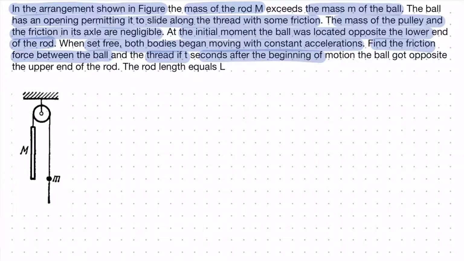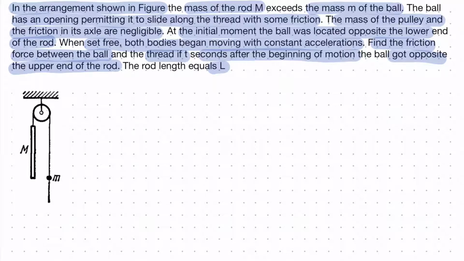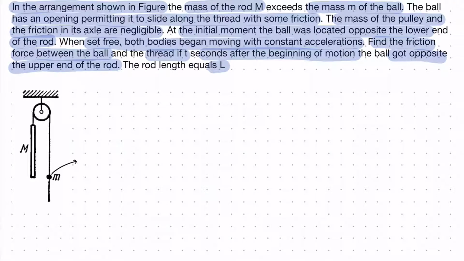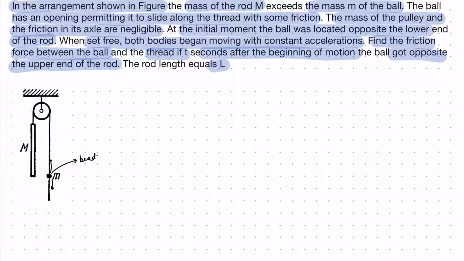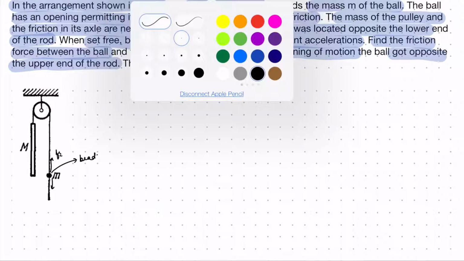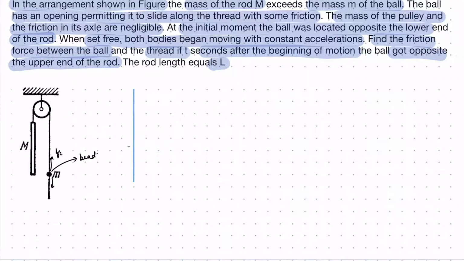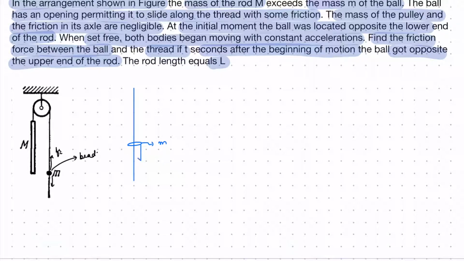If t seconds after the motion the ball got to the opposite upper end of the rod, take rod's length as L. So what happened over here was you left the system where this was a bead, and the bead slid on the thread with some sort of friction. So if you see just the bead, I'll just draw this as the thread, and on this thread there is a bead of mass m.